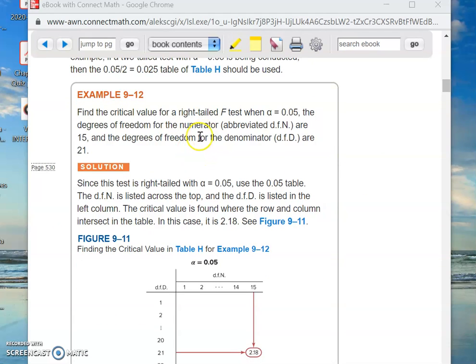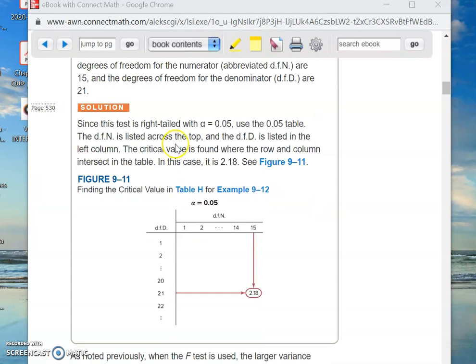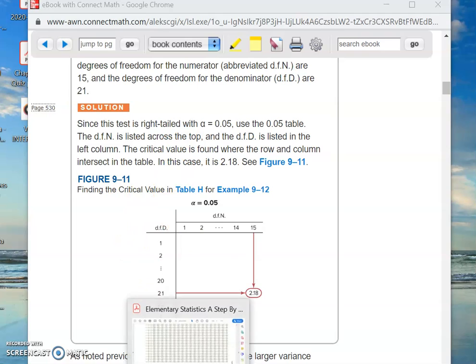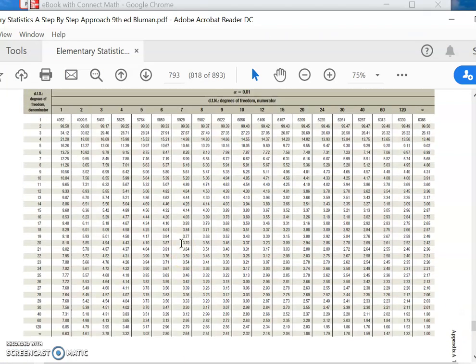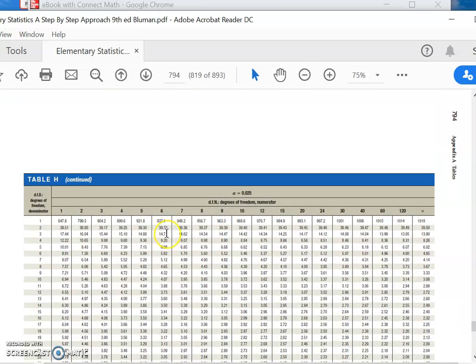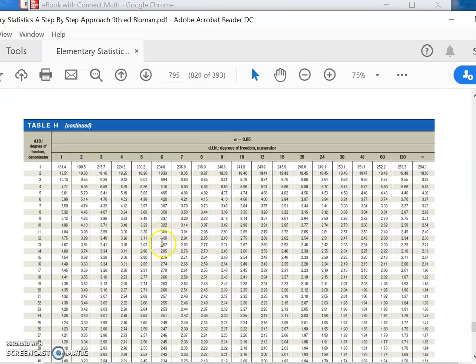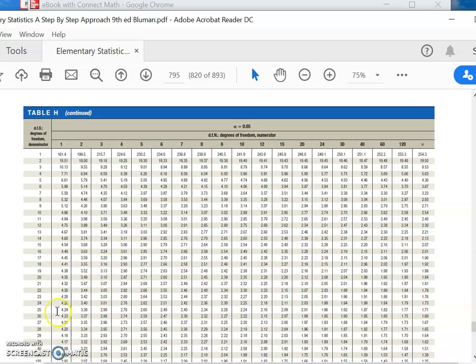Find the critical value for a right-tailed test. Alpha is 0.05. The degrees of freedom for the numerator, DFN, is 15, and the degrees of freedom for the denominator is 21. So he has it right here, but I think it's more useful if I go to the actual table, so I'm going to do that. Okay, so this is alpha 0.01. This is alpha 0.025. 0.05. This is the one we're looking for right here.